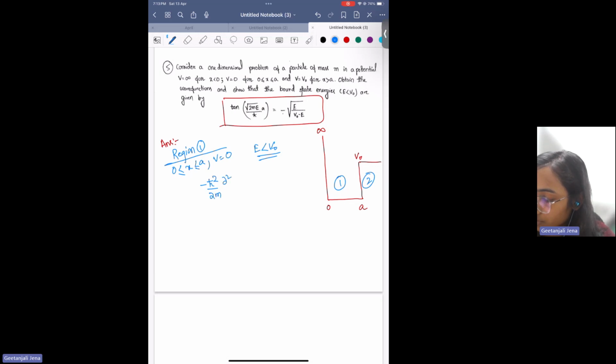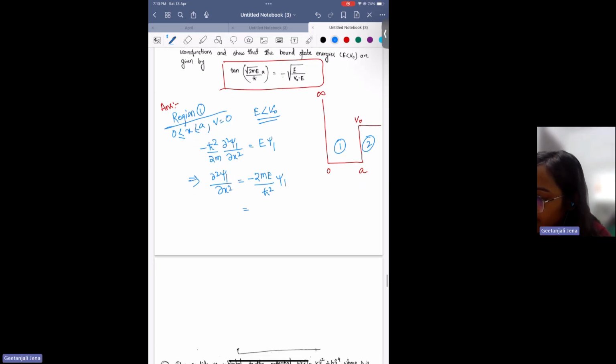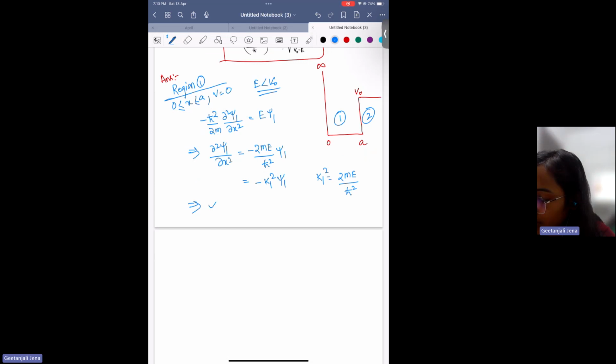Now if you want to solve in region 1, the Schrodinger equation will be minus h bar squared by 2m d squared psi 1 by dx squared equal to E psi 1. That means d squared psi 1 by dx squared would be minus 2mE by h bar squared psi 1. Let's write this constant term as minus k1 squared psi 1, where k1 squared is 2mE by h bar squared. And the solution, you already know, will be oscillatory.